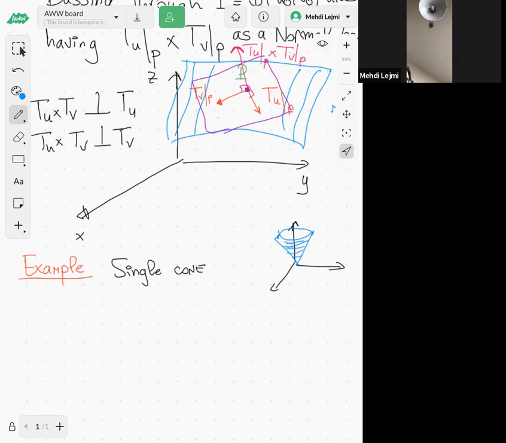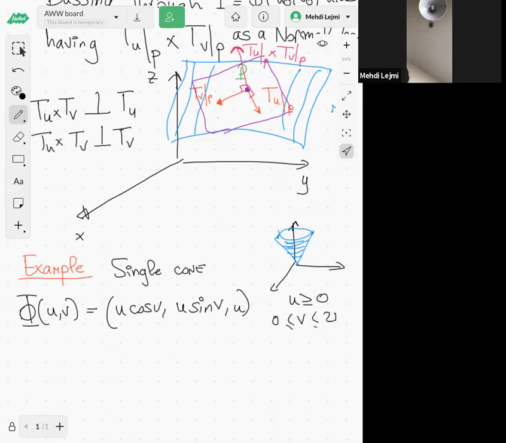So, of course, the parameterization of a single cone is f of u, v equals u cosine of v, u sine of v, and then u. U must be positive. The height, the z, is equal to u, and it's positive or 0. And then v is just our angle, and so it goes from 0 to 2 pi.